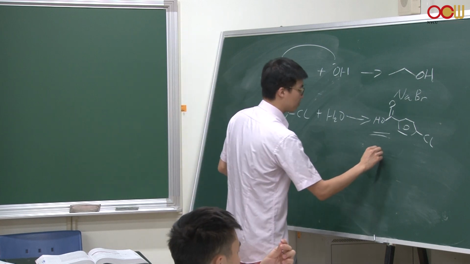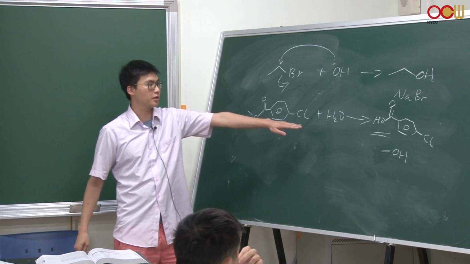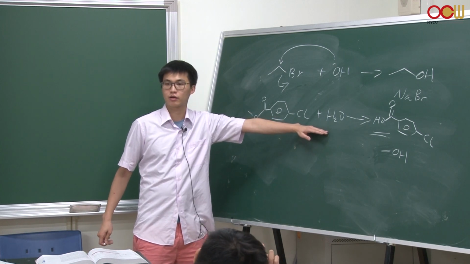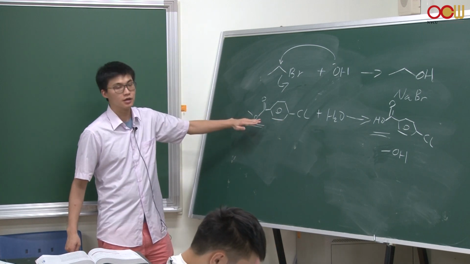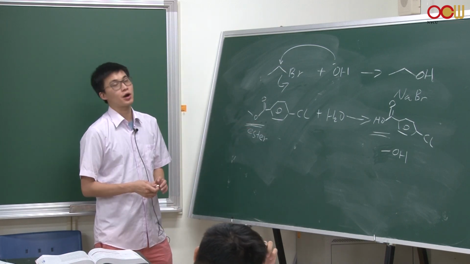And you end up with carboxylic acid and alcohol. So it's a very common reaction that you encounter, which is the hydrolysis of an ester. Okay, so how does this process happen?